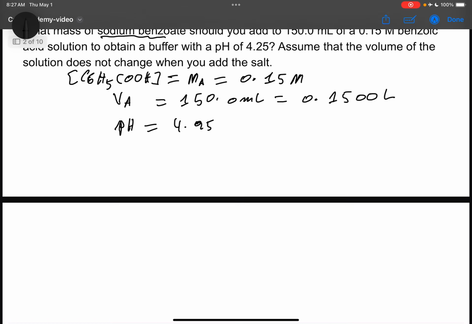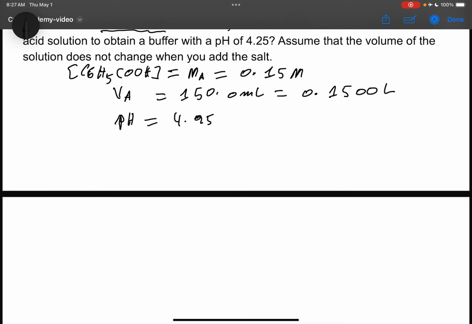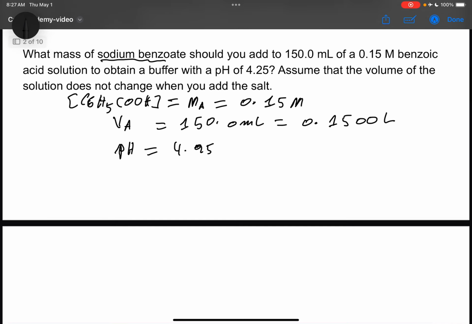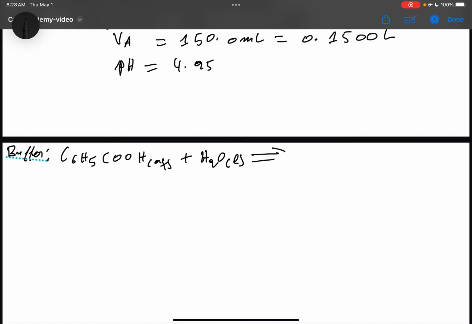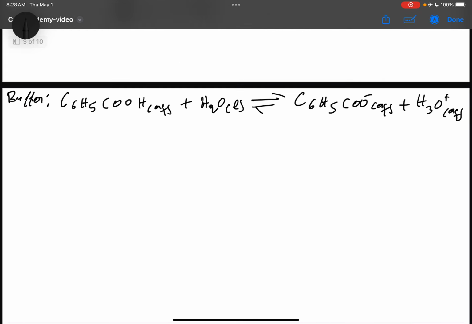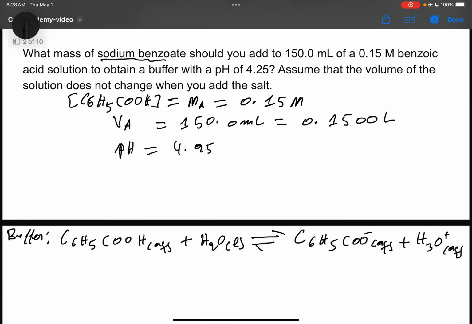To find this mass, let's first write down the equation of this buffer that we want to form, and after that, the dissociation of sodium benzoate. Let's start with this buffer. We have C6H5COOH aqueous plus water, which gives the conjugate base aqueous plus hydronium ion aqueous. And this is the equation of the buffer.